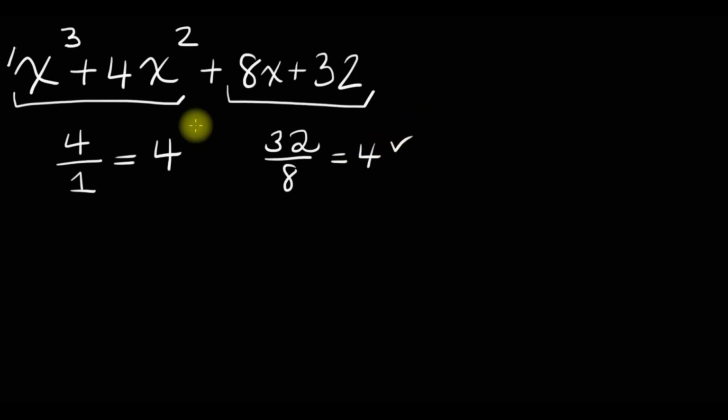Now, because they came out the same, they have the same value, we can go ahead and use grouping to factor the given polynomial with 4 terms.